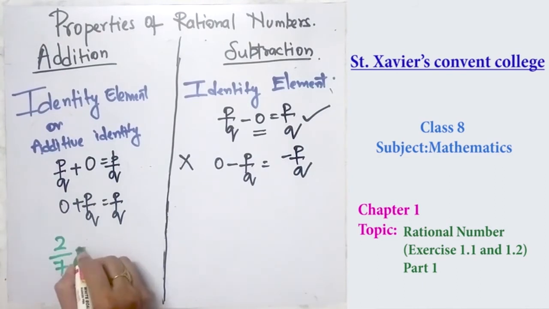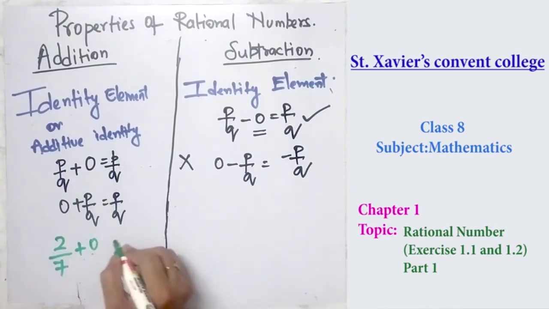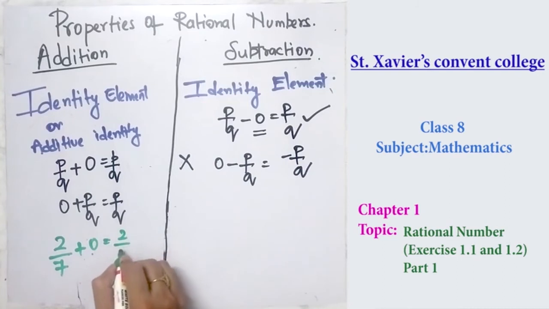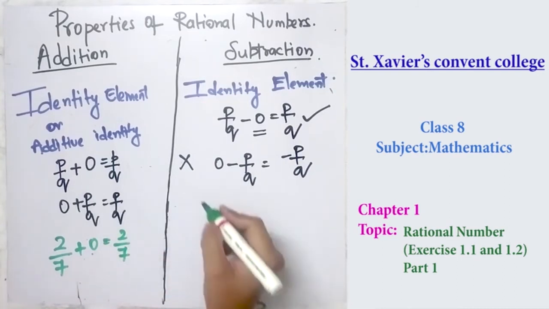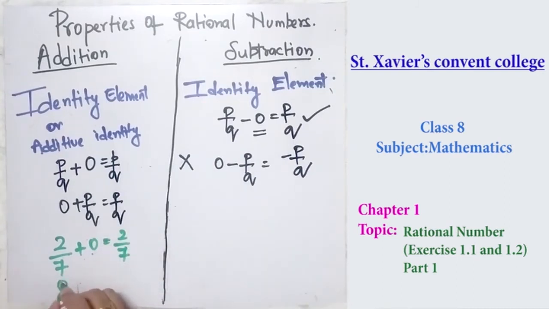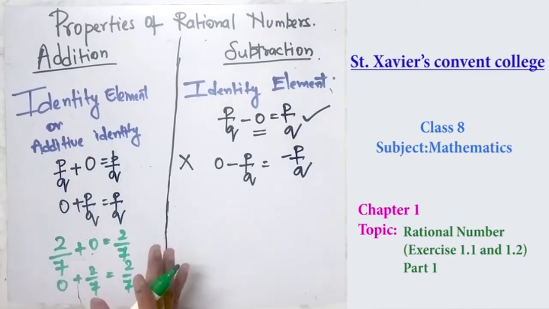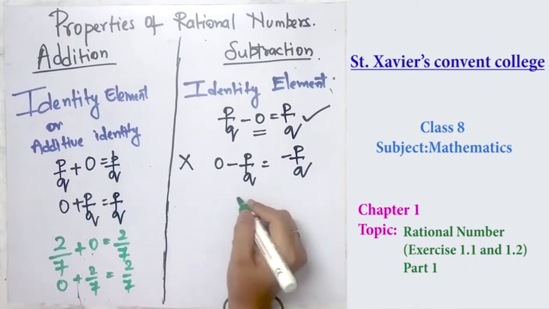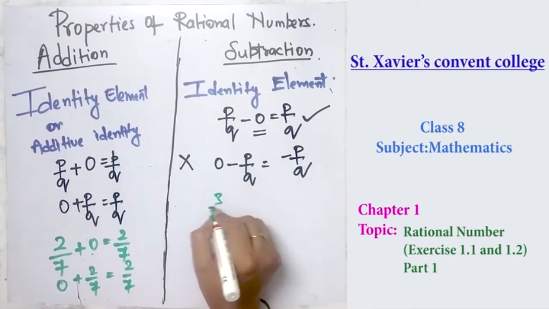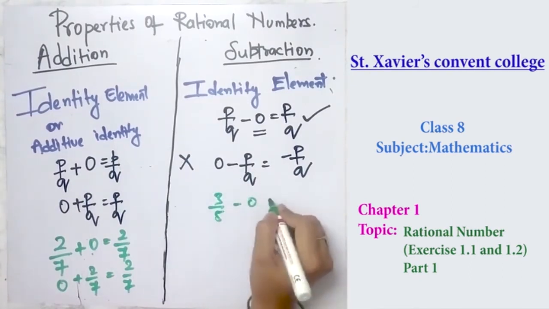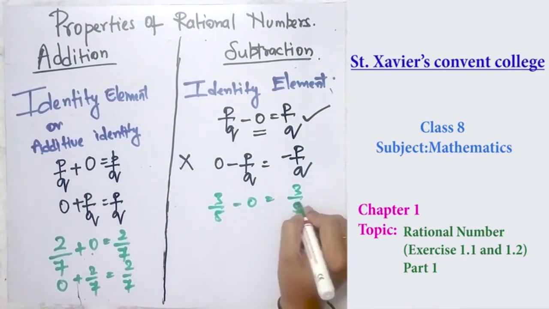I have to add 0 over here, which is the identity element, and again you will get 2 upon 7. If I add 0 plus 2 upon 7, nothing changes, it stays 2 upon 7. So here 0 can be the identity element on either side, whether the right side or the left-hand side. Again, take an example: suppose 3 upon 5 minus 0, you will get 3 upon 5. So it's an identity element under subtraction.